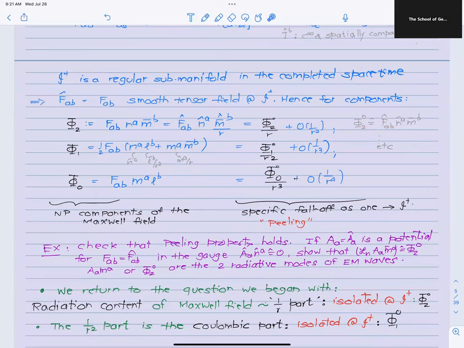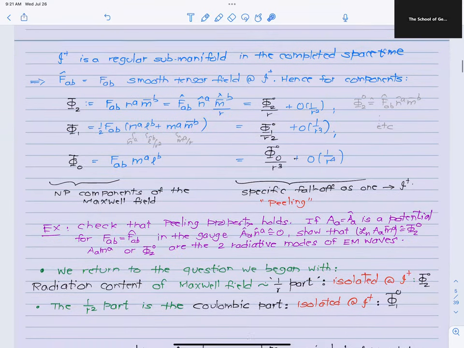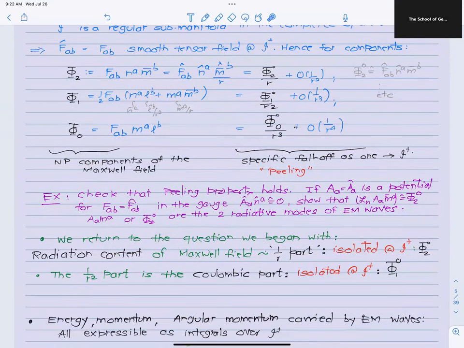So phi 2 naught, you can think of as just being this quantity, which is F hat, the conformally rescaled space-time Maxwell field, with a conformally rescaled space-time null tetrad. And similarly, here I can think of it as being just this quantity with a hat everywhere, and similarly for the final one. So these are the Newman-Penrose components of the Maxwell field, and they have specific fall-off as one goes to scri.